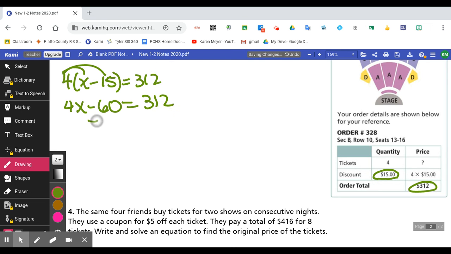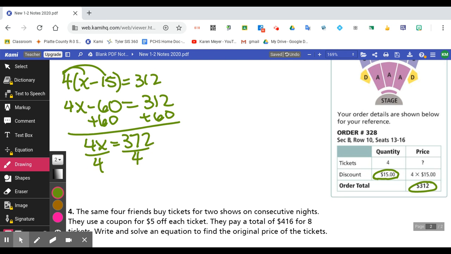So now move the minus 60 by adding 60 to both sides. So 4X equals $372. Divide each side by 4. So you come up with X equaling $93. So final answer is $93 per ticket.